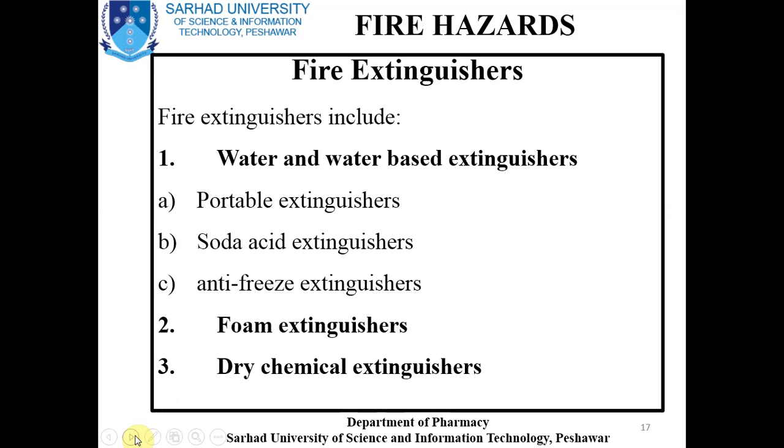The first one is water and water-based extinguisher, and the subclasses in this section are the portable extinguisher, the soda acid extinguisher, and the antifreeze extinguisher. The second class of fire extinguisher is termed the foam extinguisher, and the third class used for fire control is the dry chemical extinguisher. Dry powders are used in this type of extinguisher.